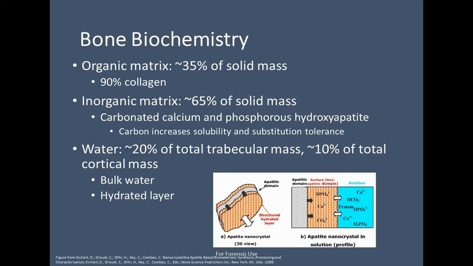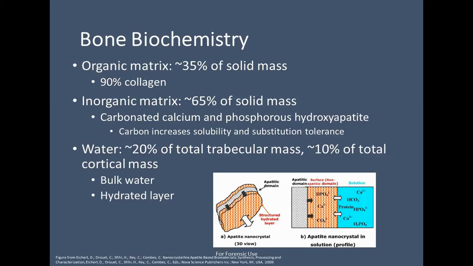So let's talk a little bit about bone chemistry. Bone chemistry is important, of course, to understand the chemical manifestations of what happens. Bone consists of an organic matrix that's approximately 35% solid mass, and most of that is 90% collagen. It also consists of an inorganic matrix of about 65% of the mass, and that contains phosphorus hydroxyapatite as well as carbonated calcium. And the carbon present increases the solubility and the substitution within the bone matrix.